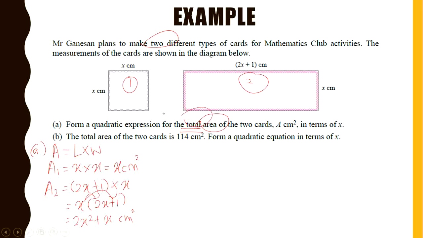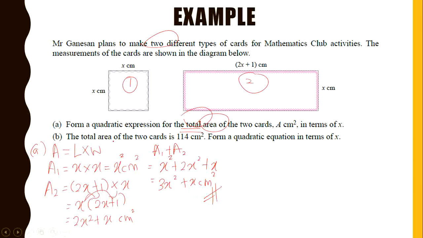Okay, so if it wants the total area, we must add A1 plus A2. So it equals x squared plus 2x squared plus x. Here x times x is x squared. So here it will be x squared plus 2x squared plus x. So here it will be 3x squared plus x centimeter square. The total area of both cards.